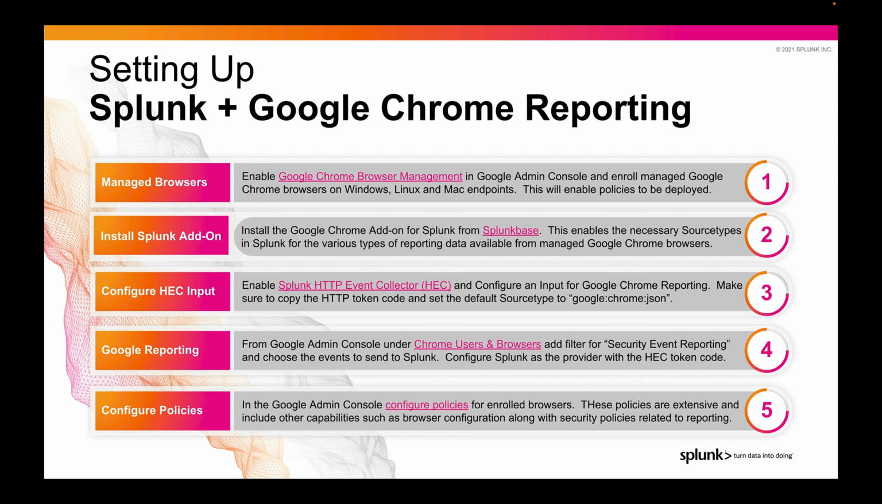The third step in the process is to configure an HTTP Event Collector on Splunk. This is how the data comes from Google to Splunk Enterprise or Splunk Cloud, via the HTTP Event Collector, which is the most common way of getting data into Splunk these days. Essentially that process is to make sure you have the Event Collector enabled, and then you configure an input for the Google Chrome reporting capability, which gives you a token code. Then you use that token code to configure the next step, step 4, where you configure the Google reporting capability in the Google admin console.